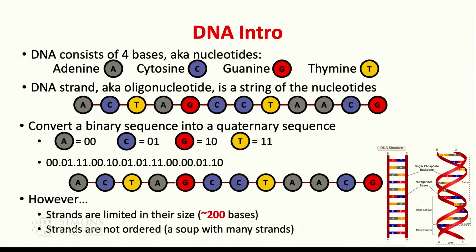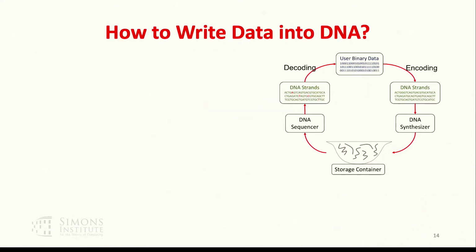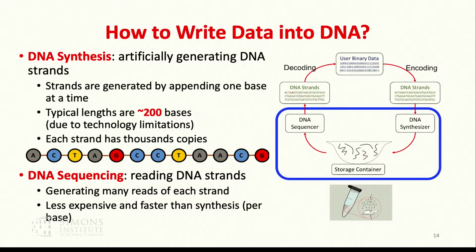What you can do with 200 bases, basically nothing, but we still want to be able to store something. Good, so let's see how it works. This is the picture of how the DNA storage system would look. There are two main processes. One is DNA synthesis, and the other is DNA sequencing. Synthesis is really the writing stage.